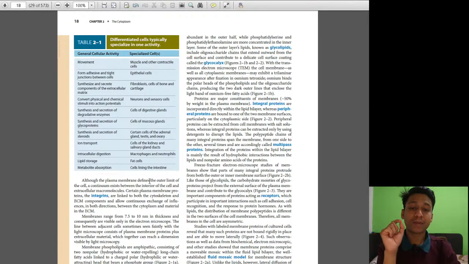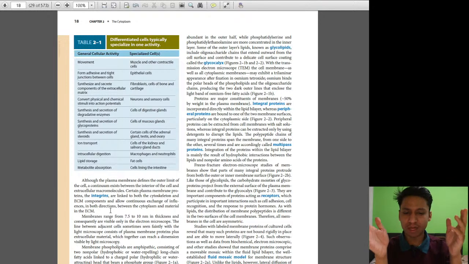Although the plasma membrane defines the outer limit of the cell, a continuum exists between the interior of the cell and the extracellular macromolecules. Okay. Certain plasma membrane proteins, the integrins, are linked to both the cytoskeleton and extracellular matrix components and allow continuous exchange of influence in both directions between the cytoplasm and materials in the extracellular matrix.